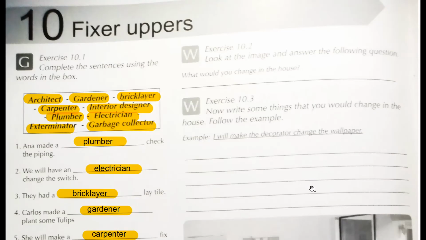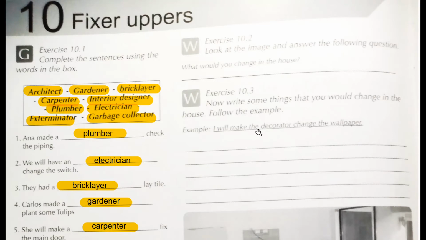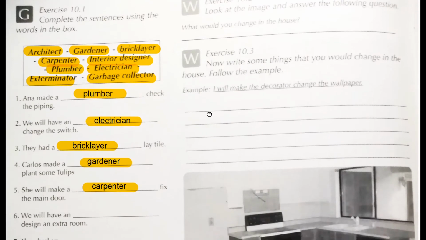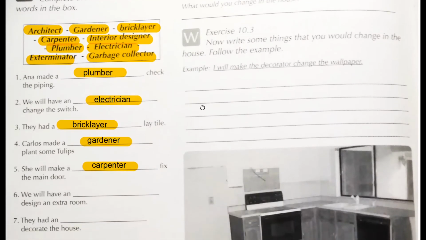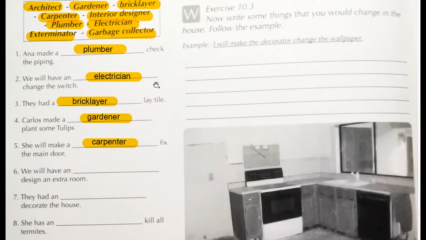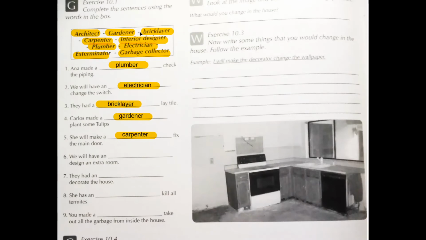Okay, now from your workbook, it says exercise 10.1, complete the sentences using the words in the box. In this case, you have different words. You have, for example, architect, gardener, bricklayer, carpenter, interior designer, plumber, electrician, exterminator, garbage collector. And the idea is you have to choose the right job according to the description. For example, it says Anna made a blank check the piping. So the correct job is plumber. Anna made a plumber check the piping.